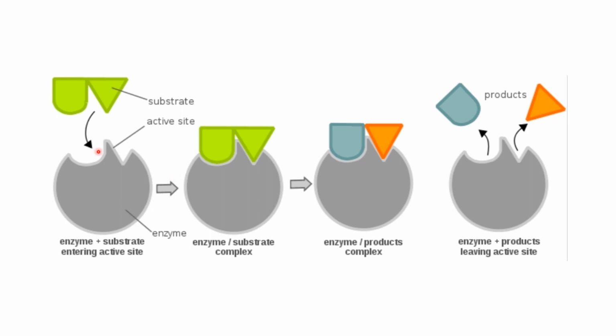So in this diagram you can see that only that substrate will bind with the enzyme that is similar in shape with the active site. So substrate will bind with the active site, enzyme product complex will form, and enzyme and products will leave the active site.